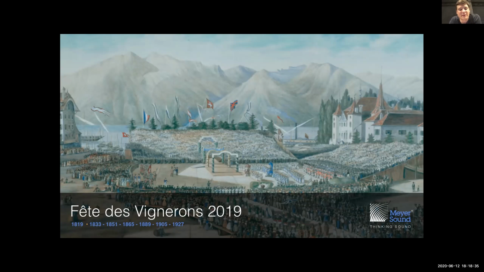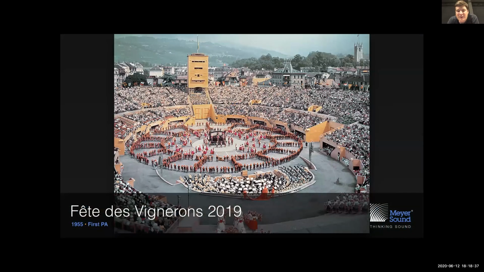And then in 1955, that was the first PA. So there's a couple towers here that you can see. There's a tower here, and there's a tower here. So this is the first PA that happened in this. This is the first time the event was amplified, and that's the PA here.